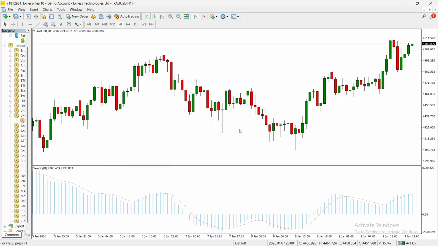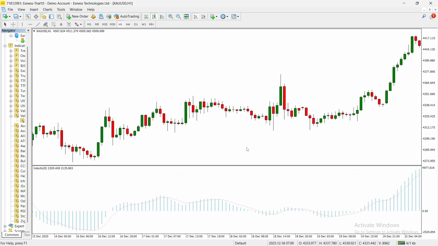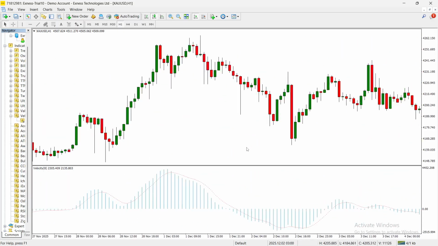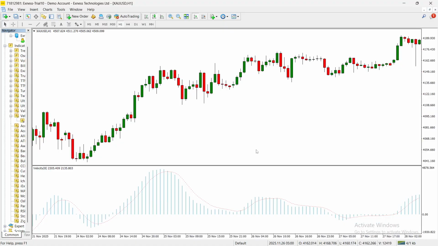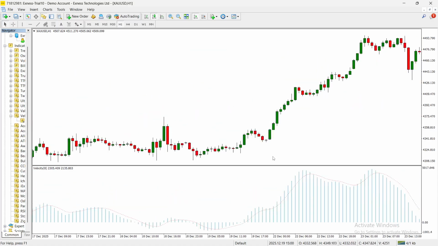Alright, as for who it is for, the Velocity V2 indicator is suitable for momentum traders who want to quantify the speed of price changes, scalpers seeking fast signals on lower time frames, and trend followers who need confirmation of trend acceleration. It works well when combined with moving averages for trend direction, support and resistance for entry zones, or other momentum oscillators like RSI for multi-layered confirmation.